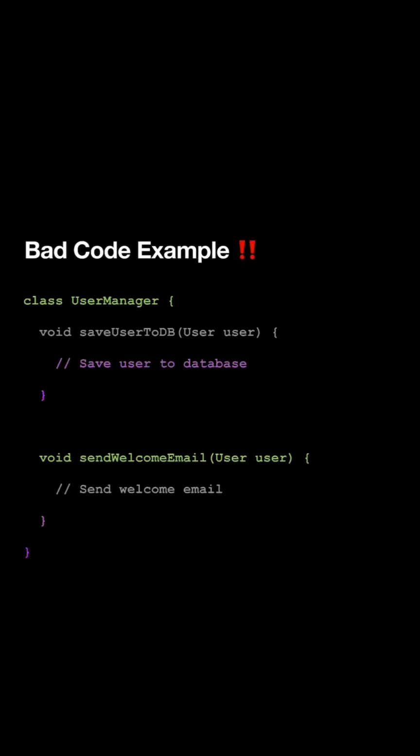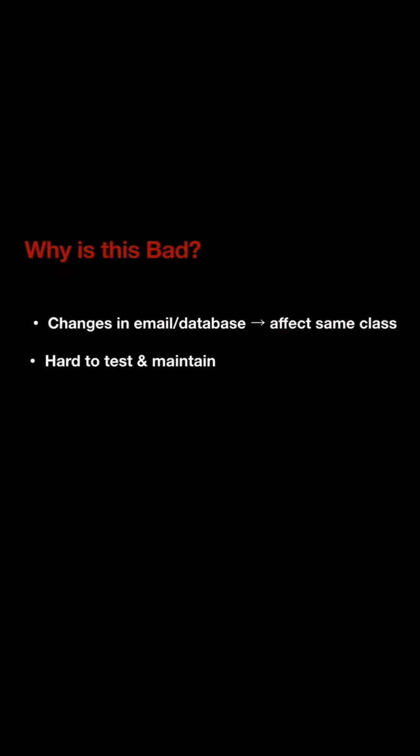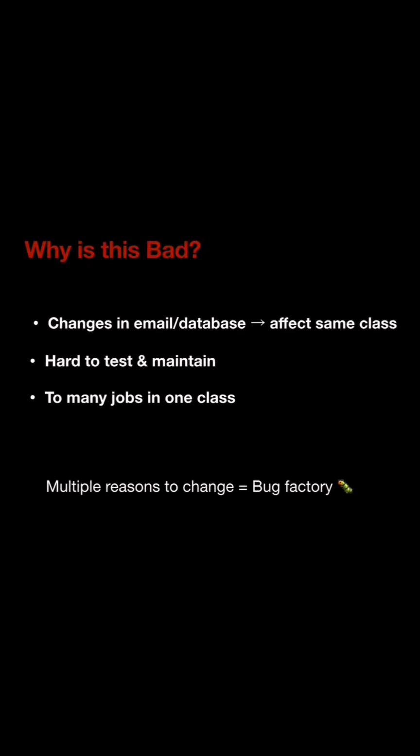So let's see what the problem is with this code. The class now has two reasons to change. If the email format changes, the class has to be modified. If the database logic changes, again, the class has to be touched. That makes the code harder to maintain and more error prone. So in the end, what I can say is, if a class has multiple reasons to change, that is not a class, actually that is a bug factory.